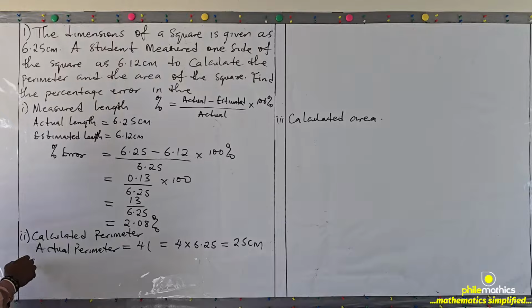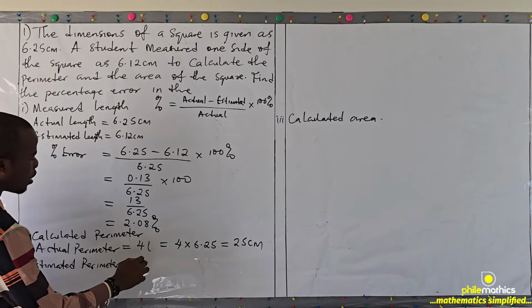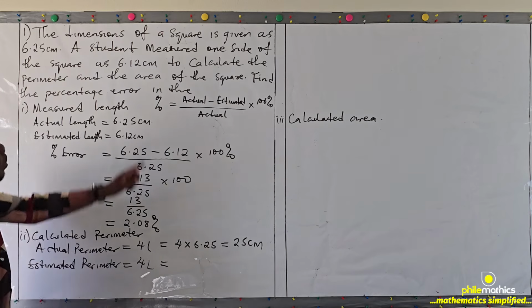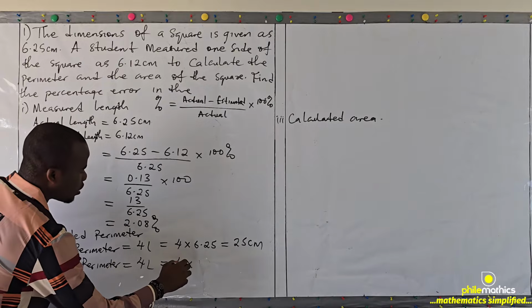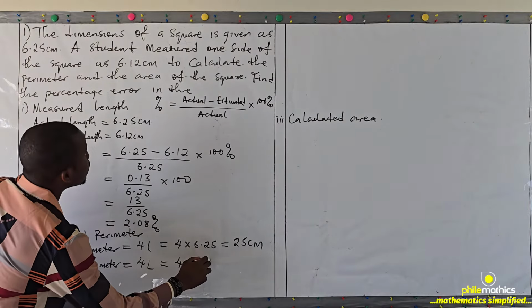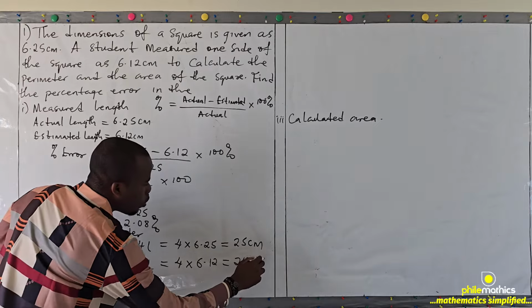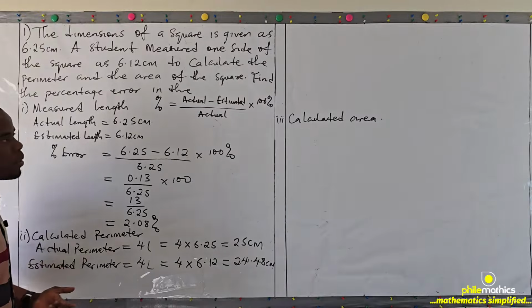And so the estimated perimeter by the student still uses the same formula, 4L, but this L is the estimated length. So this is 4 times 6.12, and this will give 24.48 cm. And next, we are going to look for the percentage error in the calculated perimeter.